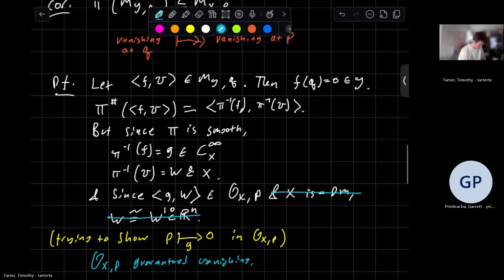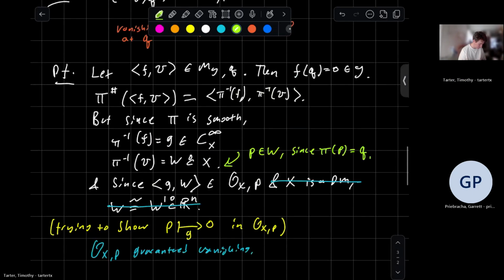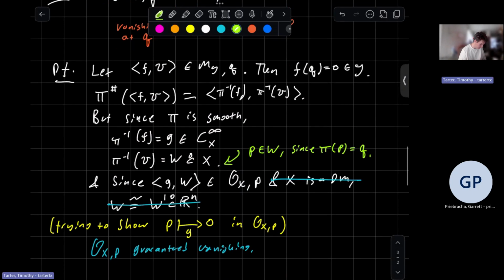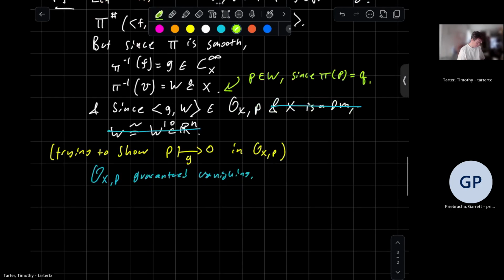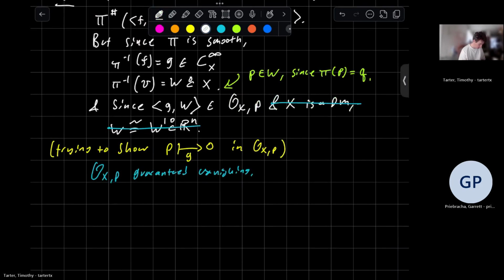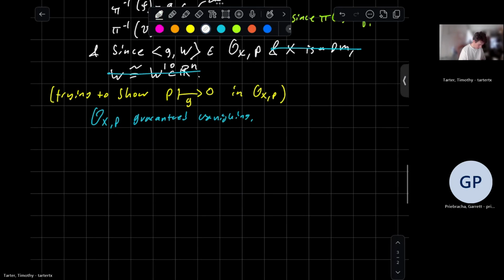And I guess if I were to add anything, it would be that P is in W since pi of P equals Q by construction. Okay. There we go.